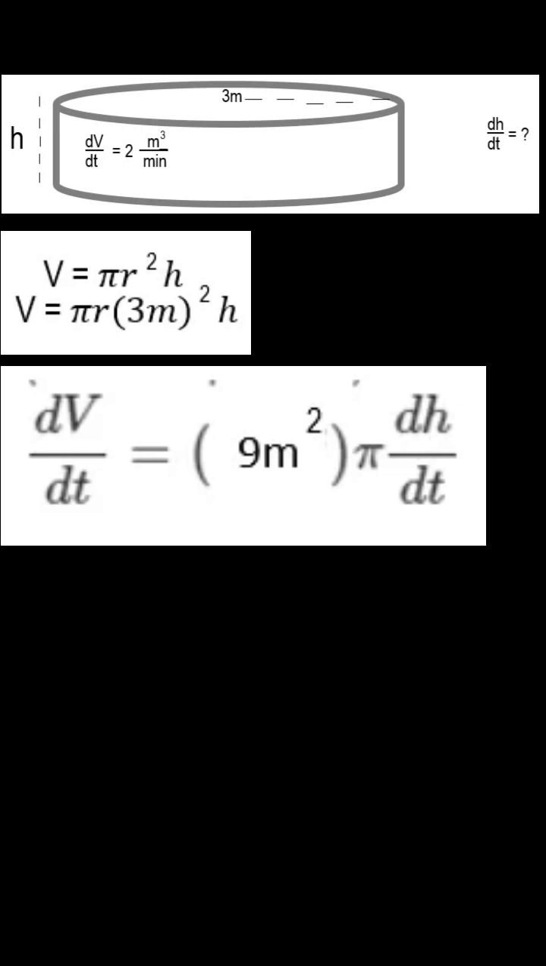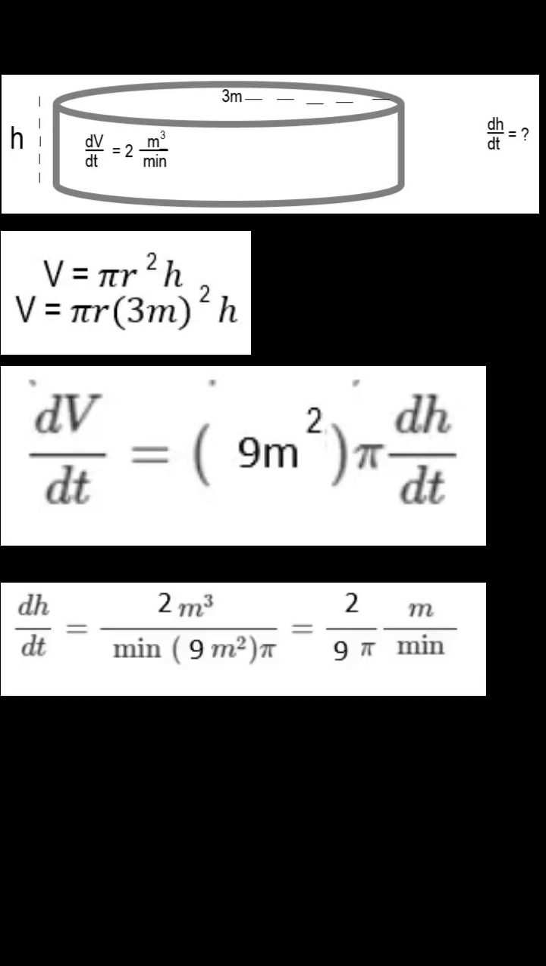Since the rate in this problem is time related, we need to implicitly differentiate with respect to time. So that would be dV over dt equals (9 m squared) pi dh over dt. In the problem, we are given 2 meters cubed per minute, which is dV over dt. So we substitute this in. dh over dt will be equal to 2 meters cubed per minute over (9 m squared) pi, which will be equal to 2 over 9 pi meters per minute.